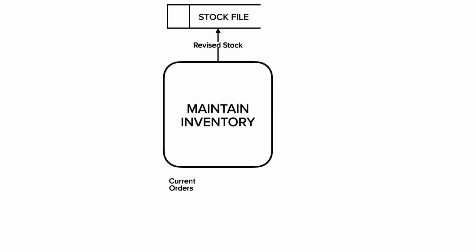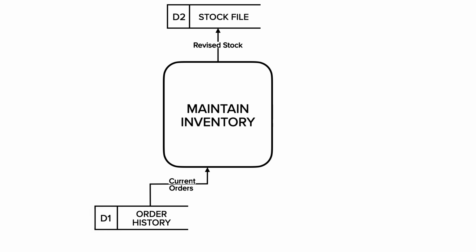Another input into maintaining inventory is data about current orders. And that comes from an order history data store. Since I have two data stores, I'm going to number them D1 and D2. Now, this doesn't mean D1 is first and D2 is second, but rather we're simply numbering them to differentiate them.